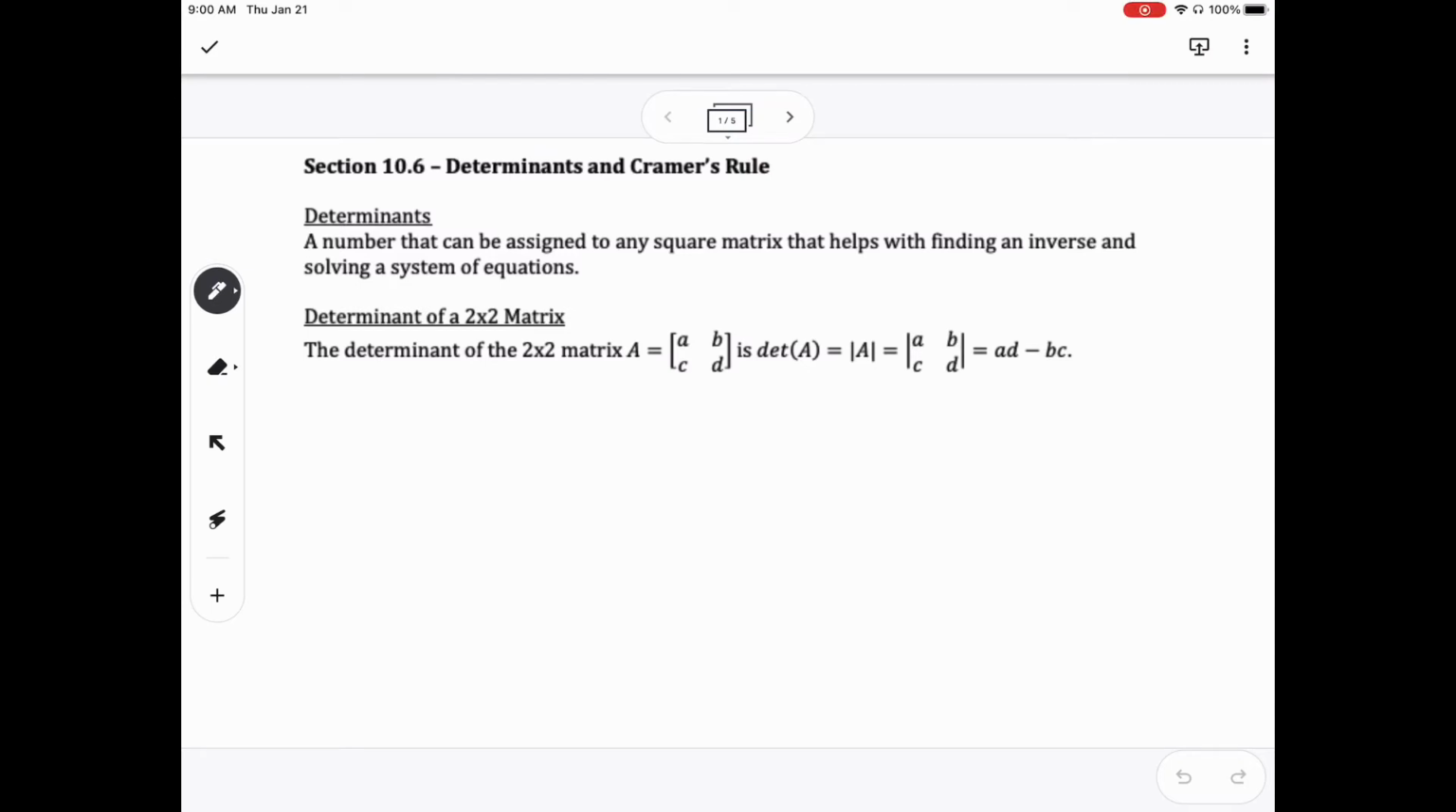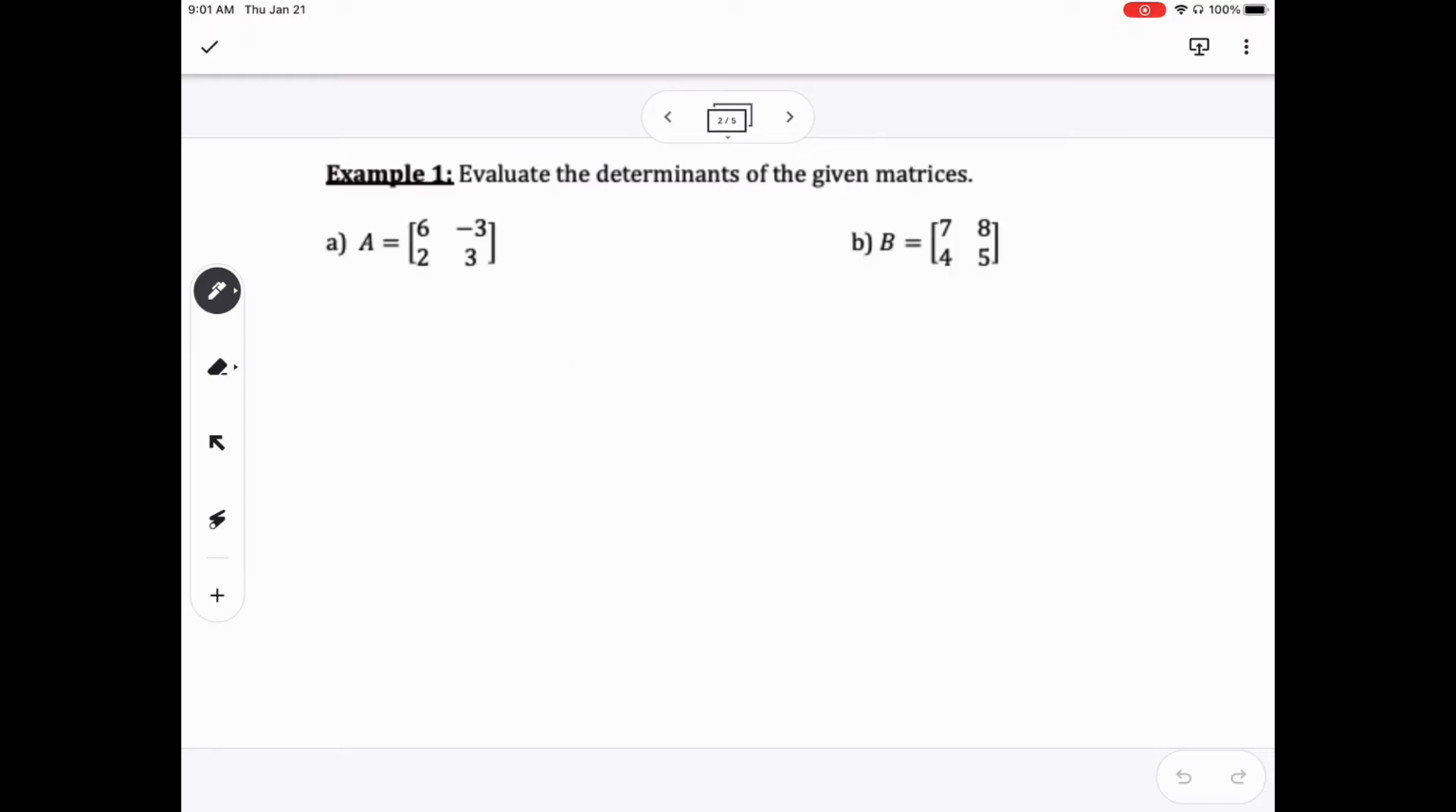In today's lesson, we're going to talk about determinants. A determinant is a number that can be assigned to any square matrix that actually helps us find the inverse, or it could help us solve systems of equations. Now, hopefully you notice the formula at the end of the definition of a determinant for a 2 by 2, which is AD minus BC, which is that number that we use underneath the 1 in our inverses. That's where we get it from. So we can actually call that a determinant.